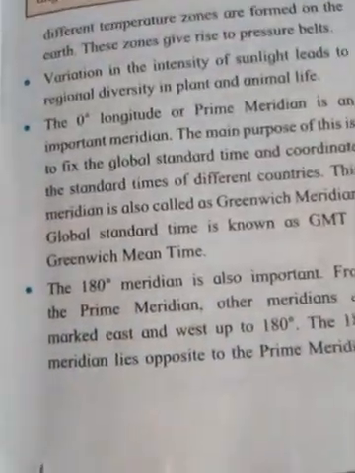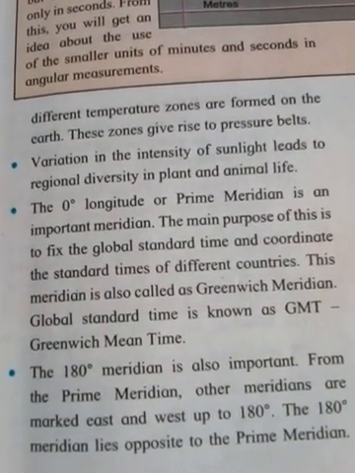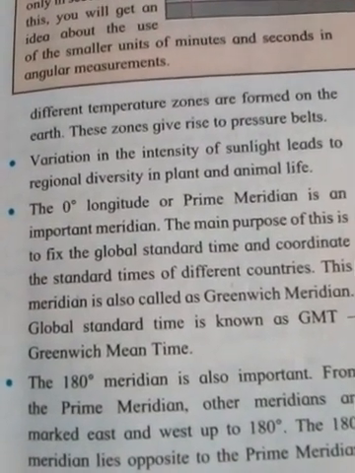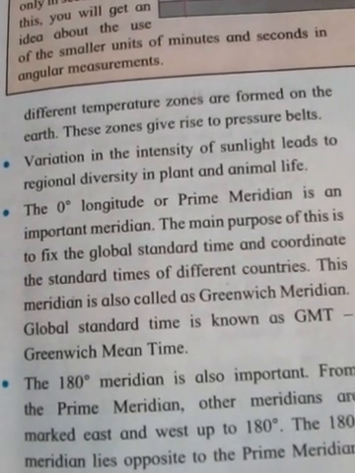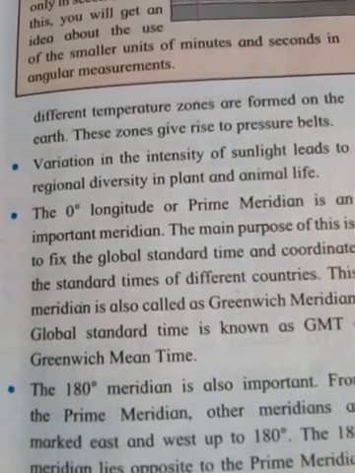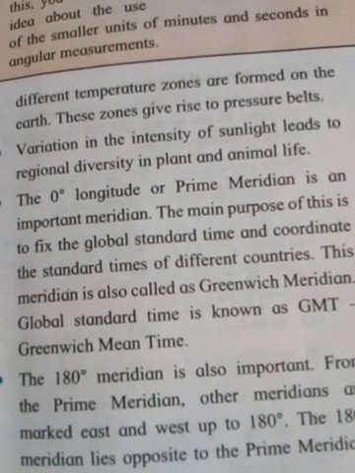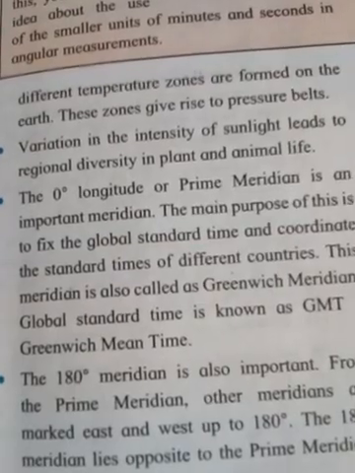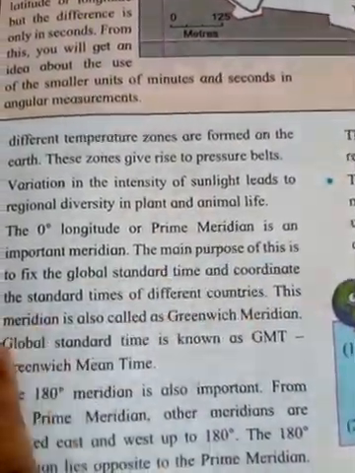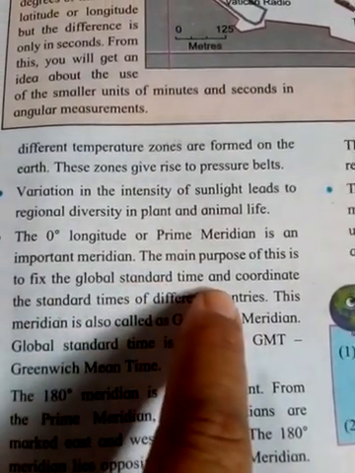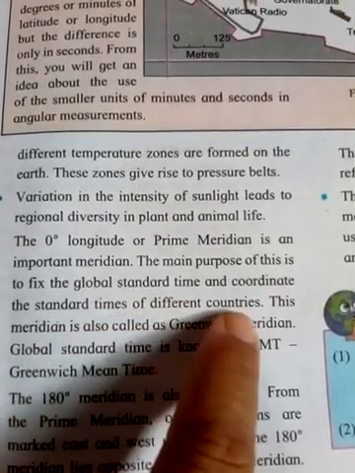Then the zero longitude, or prime meridian, is an important meridian. Its main purpose is to fix the global standard time. And what is the importance of the prime meridian? Its main purpose is to fix the global standard time and coordinate the standard time in different countries.